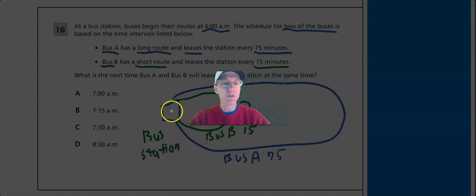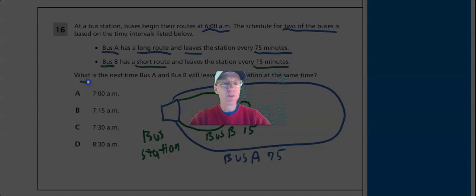So every 15 minutes. If you're driving here and you're like, oh, we got to meet the bus, you're like, oh, no big deal. If we miss it, we only have to wait 15 minutes. Bus A, maybe bus A takes you way out of town to a park. So it's like way out here. And by the time it gets back, 75 minutes, that's over an hour. So if you miss bus A, you're in big trouble.